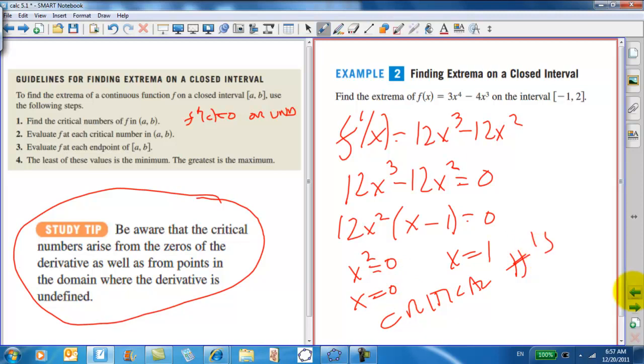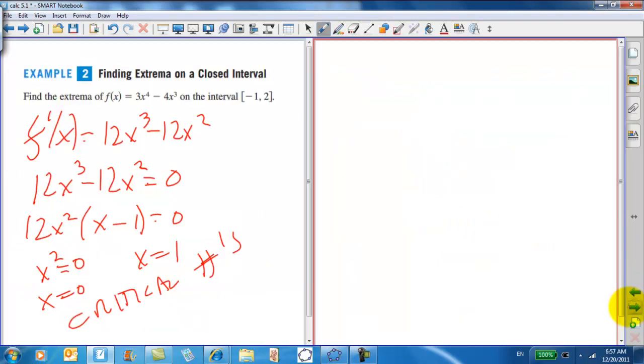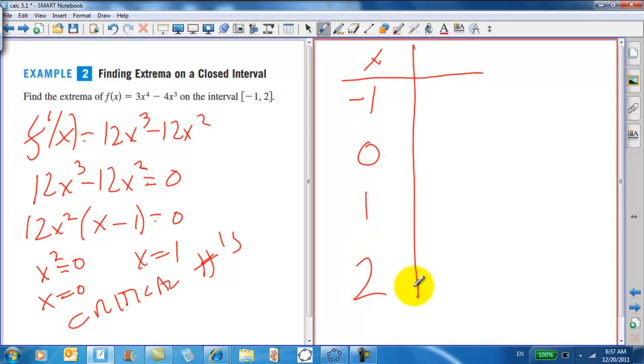And so we're going to check now the following points for x: the endpoints of the interval, -1 and 2, and also any critical numbers in the interval, 0 and 1. And look at the values of each. Look at f(x) for each of these.